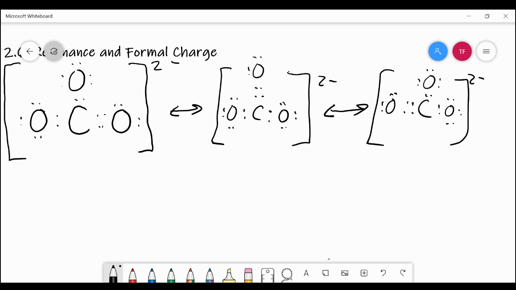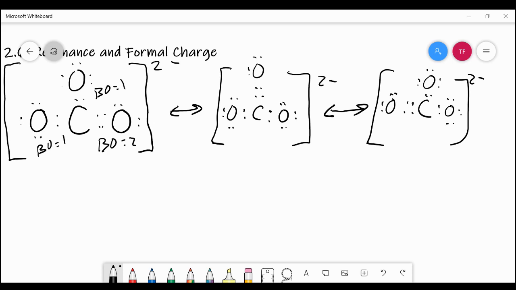So if we look at this one right here, this one has a double bond, and so that would have a bond order of 2 because there's a double bond. This one would have a bond order of 1 because it's a single bond, and this one would have a bond order of 1 because there's a single bond. And then the same would be true for all the rest. Any place there's a double bond, there's a bond order of 2, and every place there's a single bond, there's a bond order of 1.